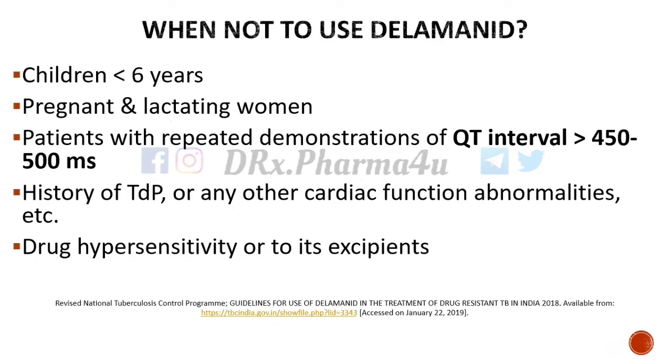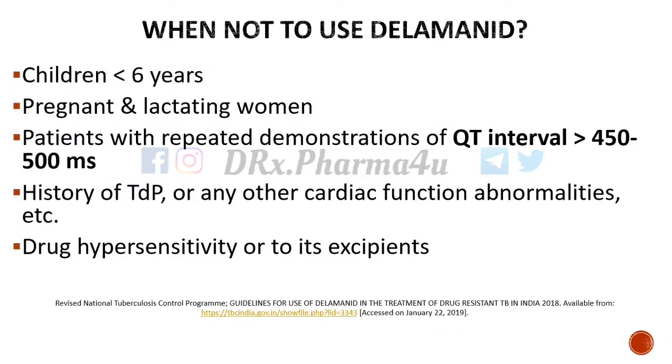When should we not use DELAMANID? Children less than 6 years, because the safety profile has not been analyzed properly. Pregnant and lactating women, to some extent, because this medicine actually has cardiotoxic problems also. So it may not be a good option in pregnant and lactating women. Patients with repeated demonstration of QT interval greater than 450 to 500. That means if a patient is having cardiac conduction abnormality in which QT interval prolongation usually happens, or if the patient is suffering from a type of arrhythmia known as torsades de pointes, in that condition we cannot use DELAMANID.